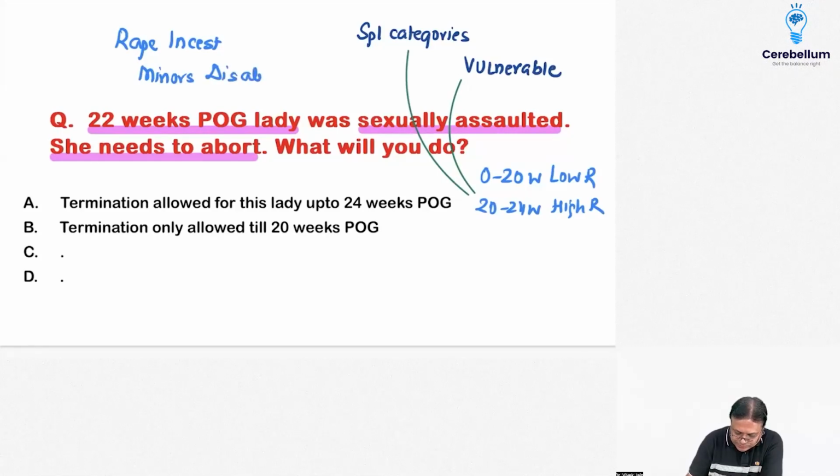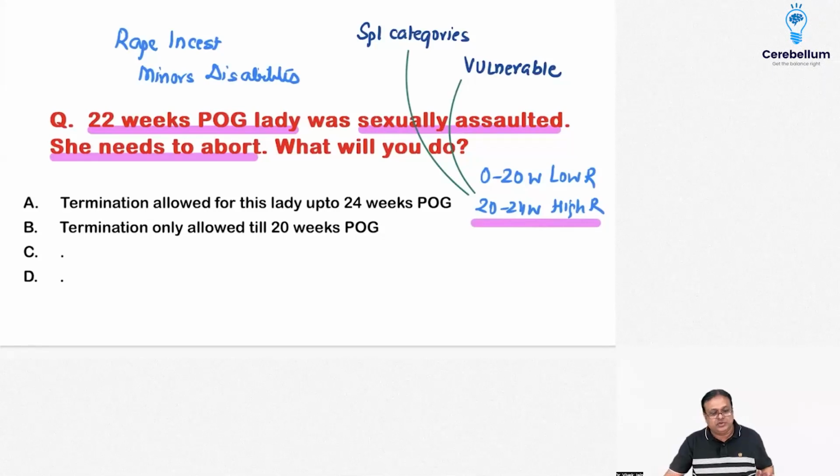disabilities. Right? So it is permitted till 24 weeks period of gestation. We have to remember and mark the answer accordingly. Beyond 24 weeks, it is only through a medical board, in cases of substantial fetal anomalies, as we have discussed.